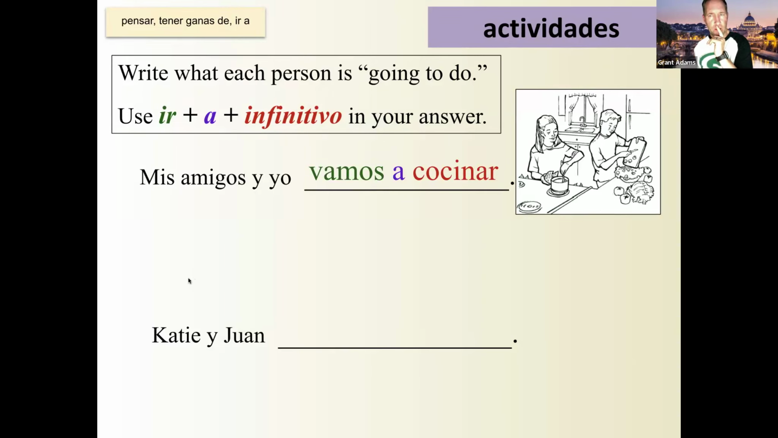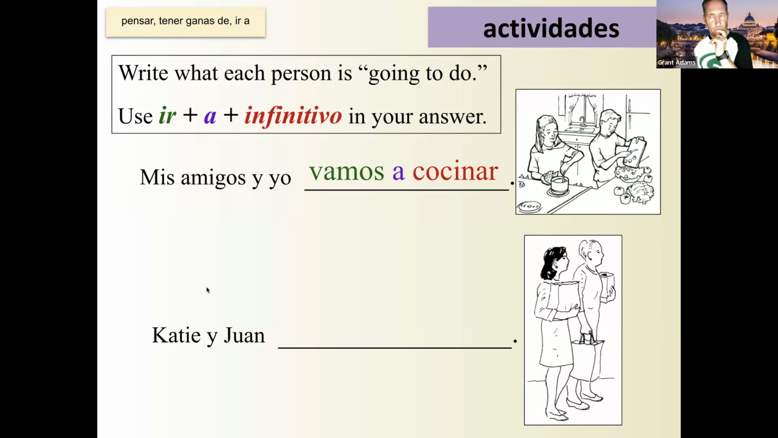Kate y Juan, what are they going to do? Let's see here. Ooh, that is to go shopping, and I'll help you with that one. We're going to go like this. This is what it is. To go shopping is that. Ir de compras. Ir de compras. Muy bien, excelente. Good, Chris, excelente. Perfecto.